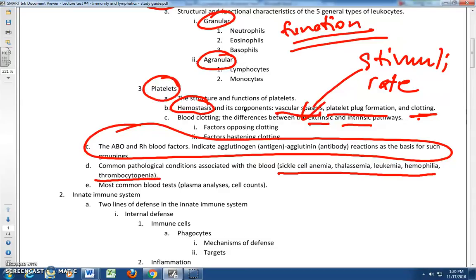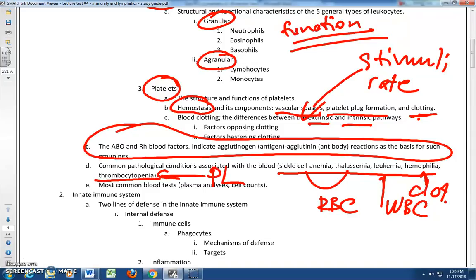These are the conditions that we discussed. Understand what they are. Sickle cell anemia and thalassemia associated with RBC formation, right? The improper hemoglobin, okay? Leukemia, white blood cells. Hemophilia, clotting. Thrombocytopenia, platelets. Okay? We haven't discussed the blood tests. No worries.